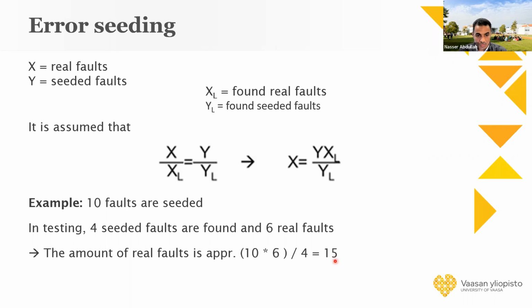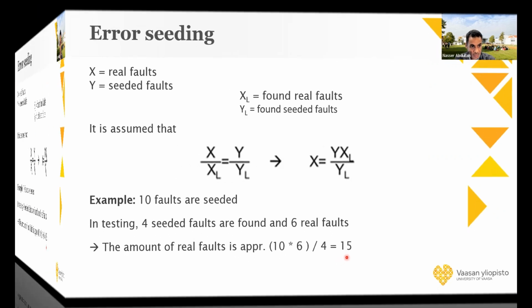Okay, guys, do you understand this idea? Just something you seed, and then based on that, you find how many seeded faults are found and how many real faults are found, and then based on this formula, you can predict that maybe we still have another real fault. So this is one method to evaluate the testing. If you find the 15, as we say, maybe our program is free of bugs. Maybe not 100%. So this is error seeding.